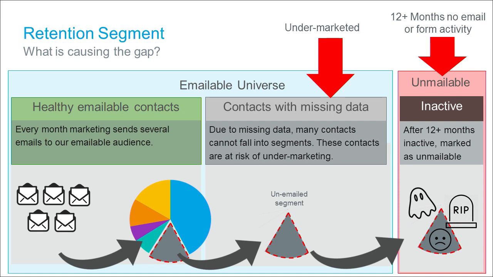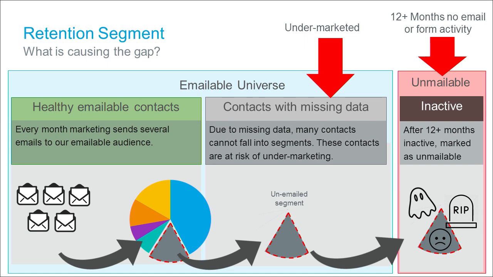These people are getting email and they're engaged with us because they're receiving email. What we discovered though is there was a whole group of people that came in to the database and might be missing one piece of information, which means they're not getting put into a segment, which means that they're going to move into that contacts with missing data over time.